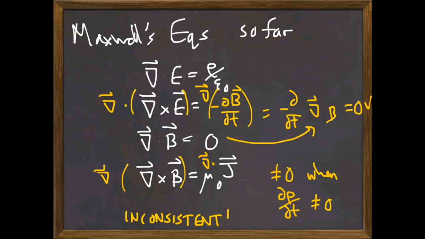And so that's the subject of lecture 17 on displacement current. You're going to figure out what the correction to Ampere's law has to be in order to make it mathematically consistent.